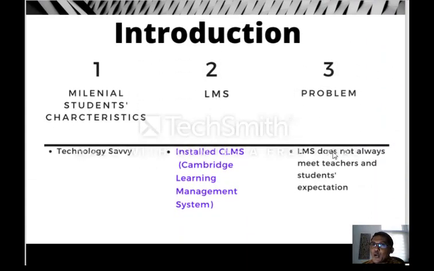So basically, one of the approaches to provide a better or more effective learning for students is to know their characteristics. One of the characteristics of millennial students is that they are technology savvy. That's why LMS is the right option for teachers to provide better, more effective learning. However, a learning management system does not always meet teachers' and students' expectations. That's why evaluation is badly needed to improve the LMS itself.